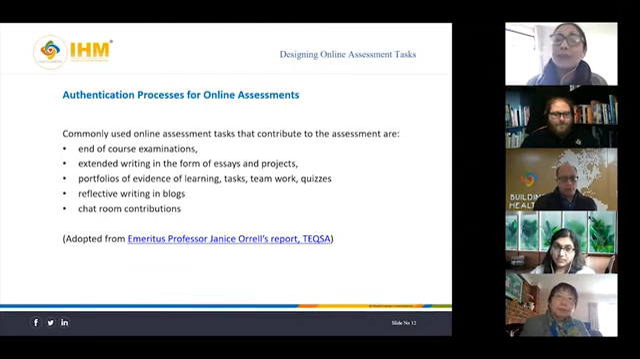So commonly used online assessment tasks that contribute towards the assessment could be end of course examinations, extended writing forms like essays or projects, portfolios of evidence of learning, tasks, teamwork or quizzes, reflective writing in blogs, and chat room contributions. So there are multiple ways you can still contribute towards assessment. I know there's a whole new discussion on how you assess chat room contributions, like what is the assessment guideline on that? But again, remember everything has a solution. So there are plans and guidelines on how to assess that as well.